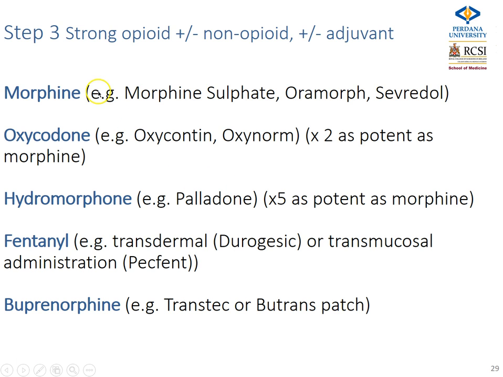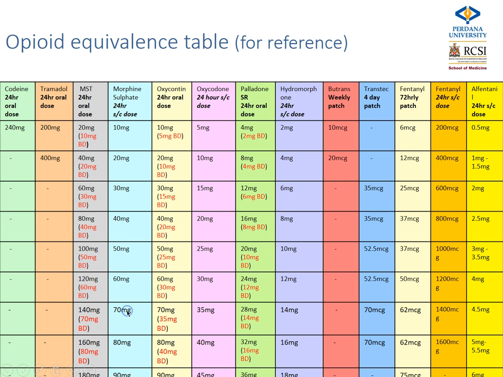The strong opioids range from morphine to buprenorphine. You need to be aware that oxycodone is twice as strong as morphine, so it's important not to make errors in dose calculation if changing from morphine to oxycodone, and hydromorphone is actually 5 times more potent. So again, beware when making drug switches. Fentanyl is a transdermal, transmucosal, strong opioid, and buprenorphine can be used as a patch or as a sublingual tablet.